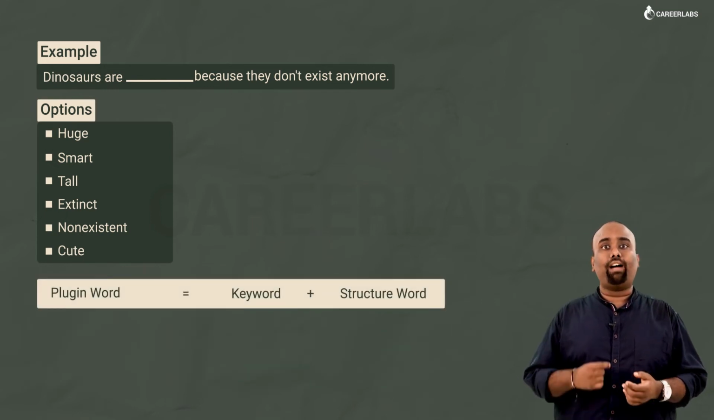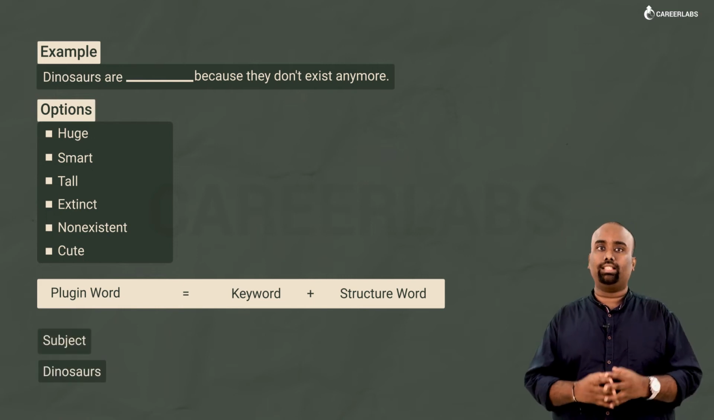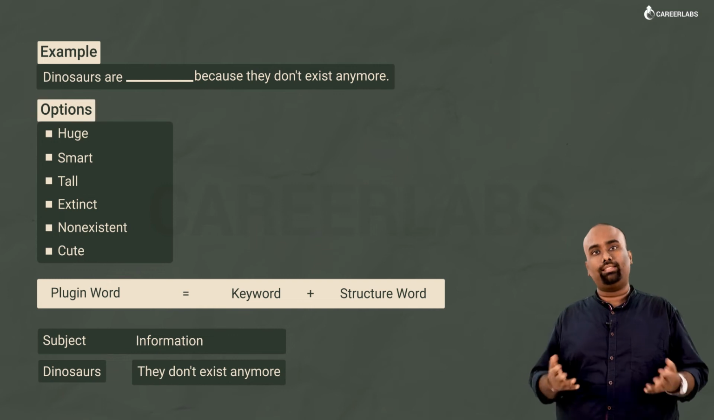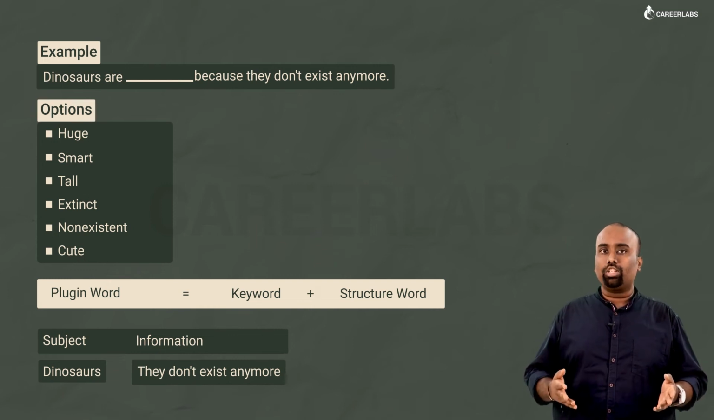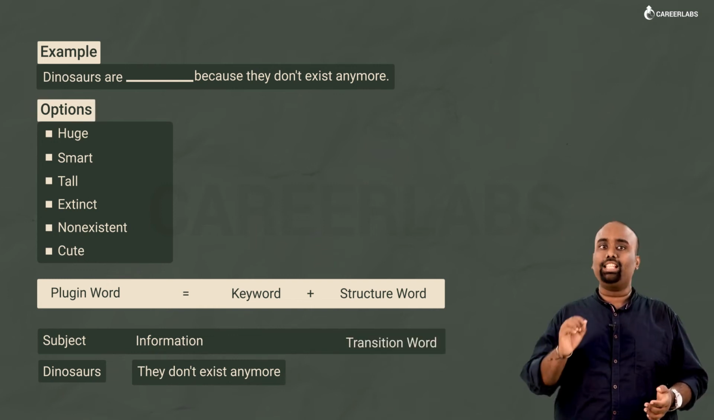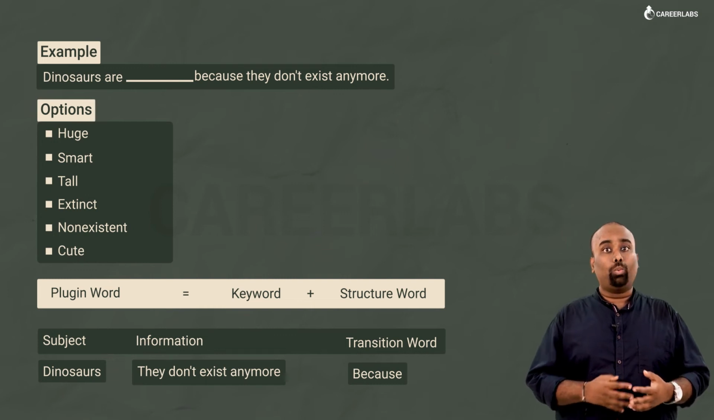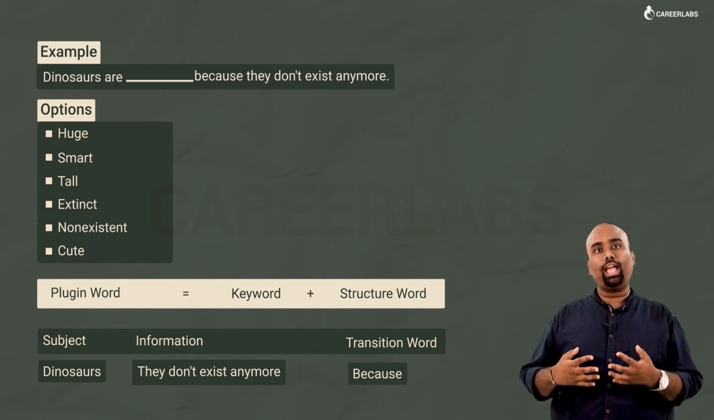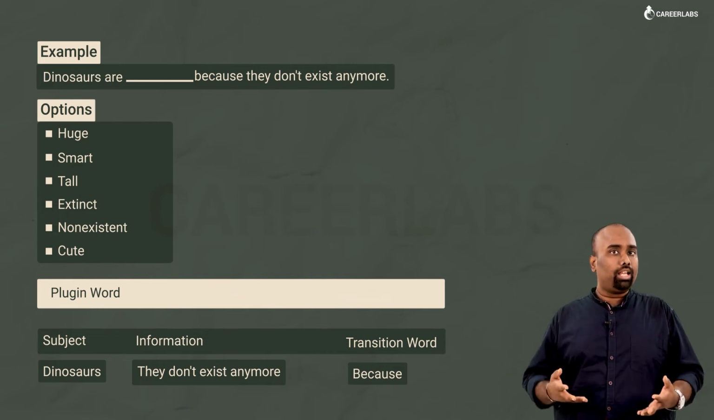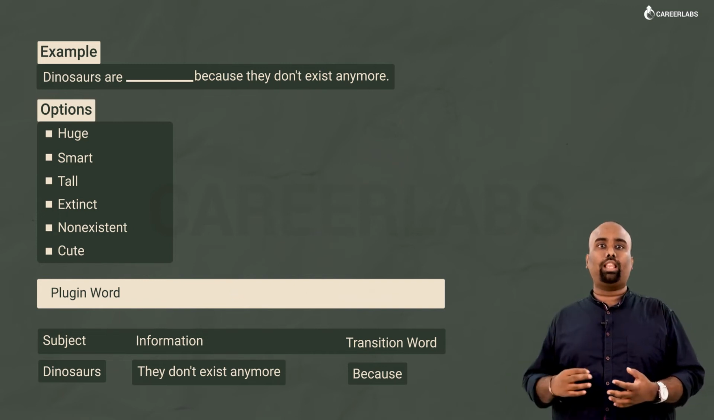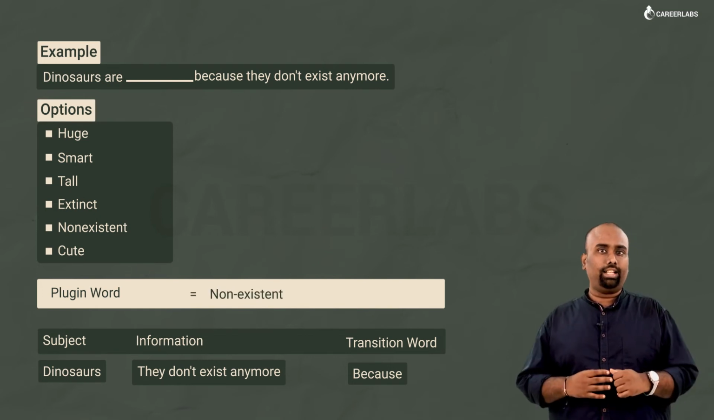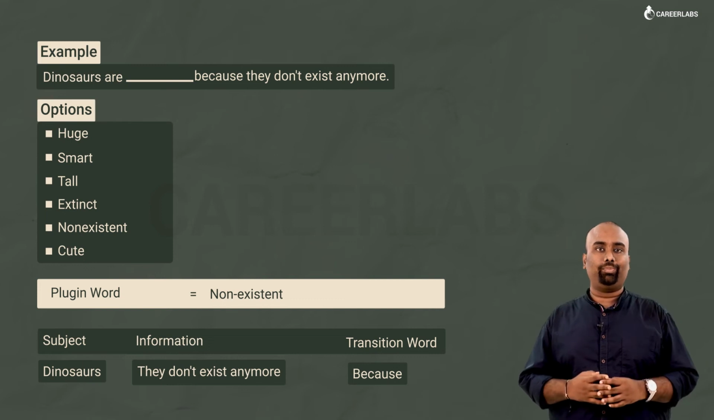Now let's transition to the next part where we use SIT to find out our plug-in answer. So far, we have identified that dinosaurs is our subject. What information do we know about them? That they don't exist anymore. What is my structure word or transition word? Yes, it's because. So far, with the help of SIT, we have dinosaurs, they don't exist anymore, and because. So the plug-in word will have to be along the lines of doesn't exist anymore. So maybe like non-existent, right? So that will be my plug-in answer.